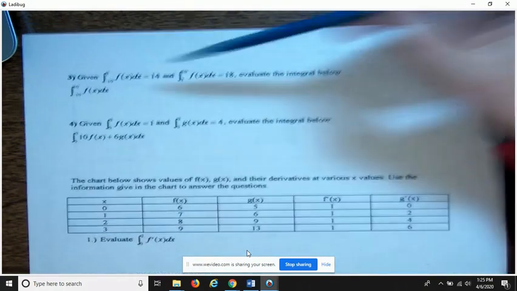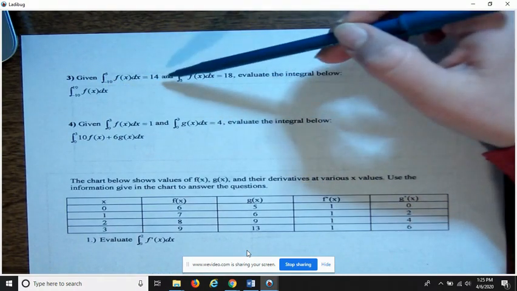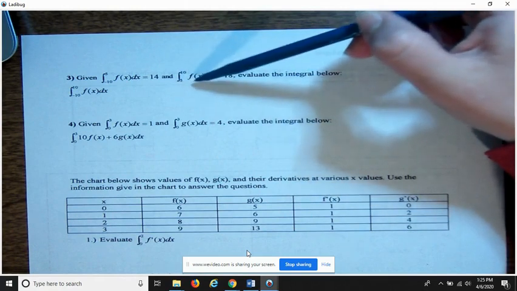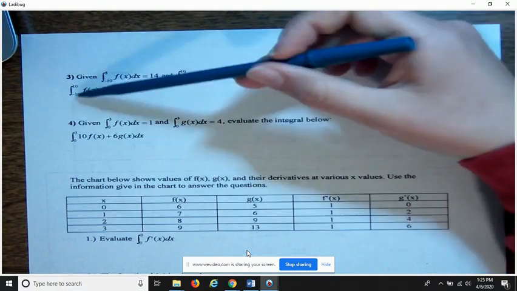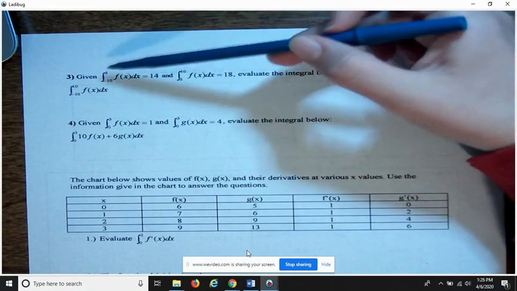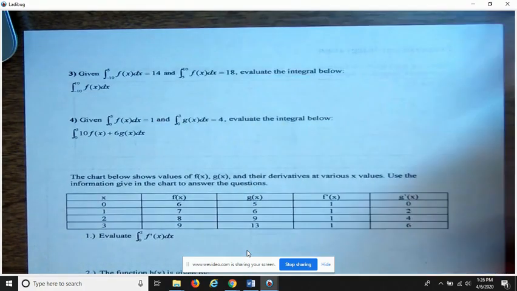So it says given, we have the integral from -10 to 5, and then the integral of the same function from 5 to 10. It wants us to evaluate this. Conveniently, going from -10 to 5 and then from 5 to 10 covers this entire interval right here. So we can just add those together.